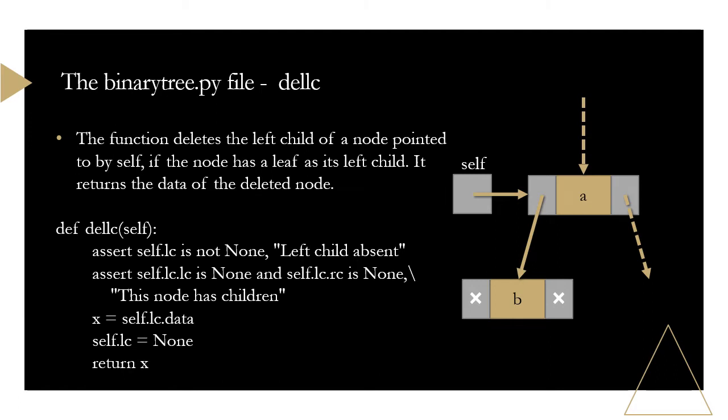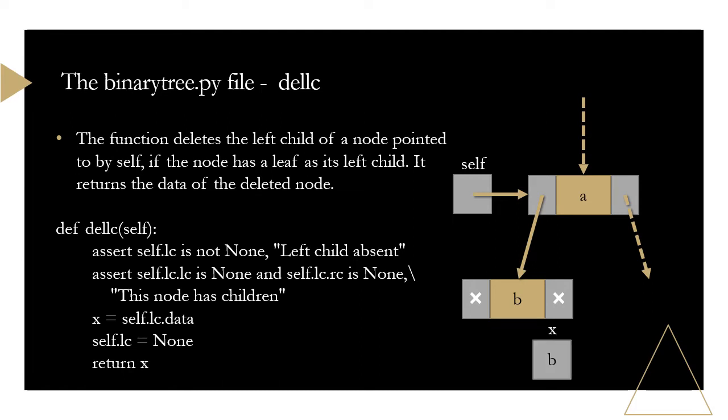Look at the code of the delLC function. First, it asserts that a left child exists, and then it asserts that the left child does not have children of its own. We must recall that we mostly delete when we require data and we want to retrieve it. Before deletion, we save the value in the data structure into a new variable, and after deletion we return this variable, which is exactly what we are going to do here.